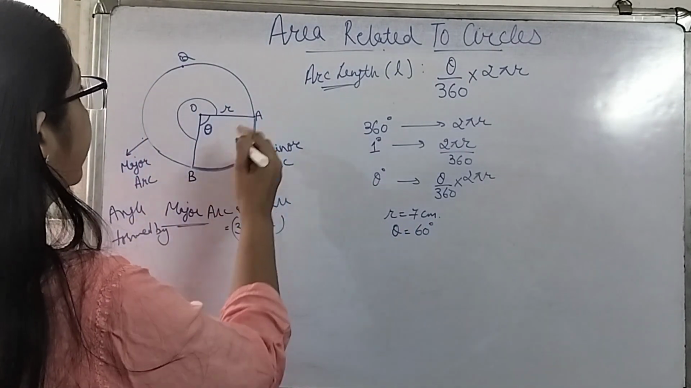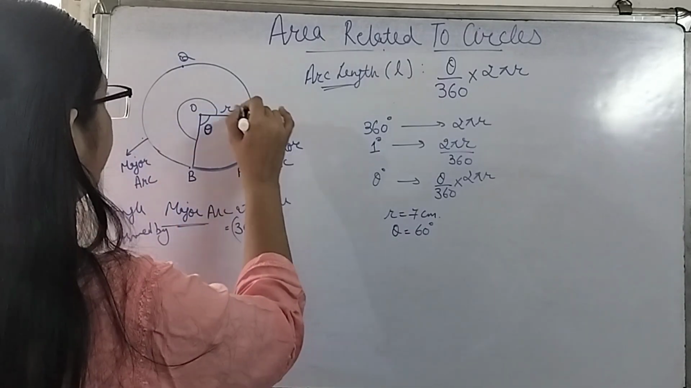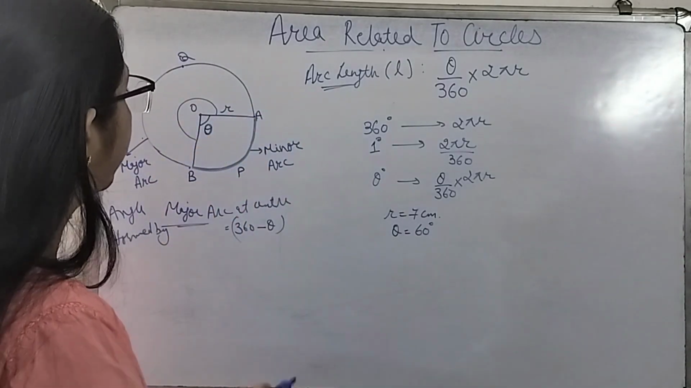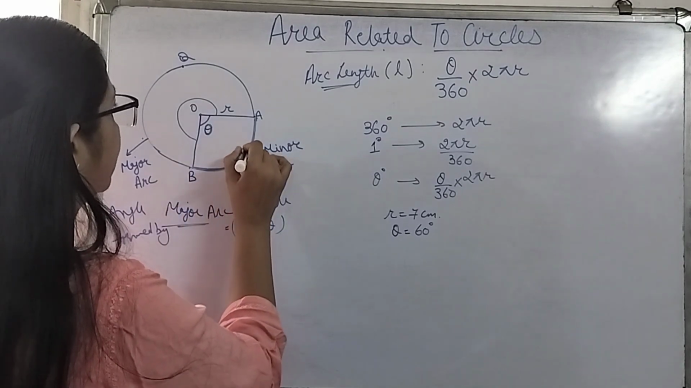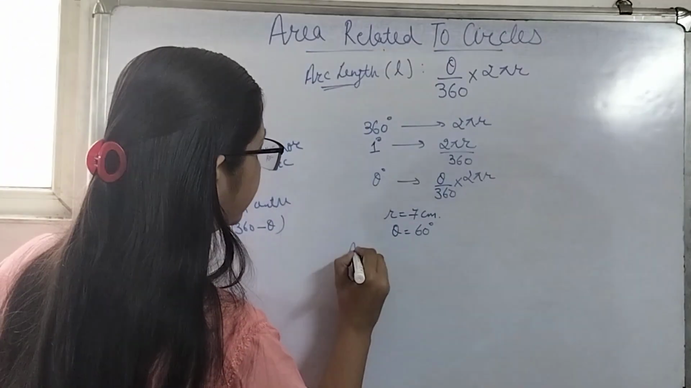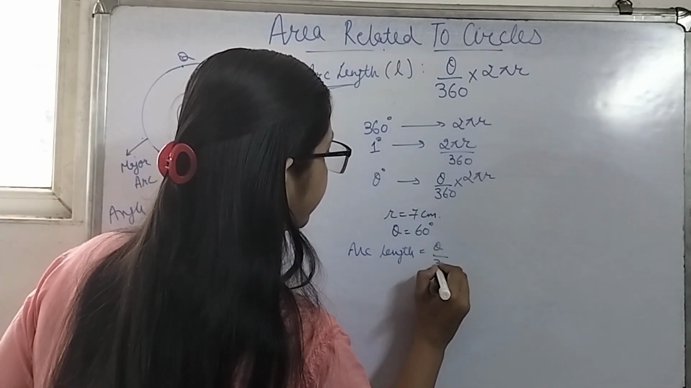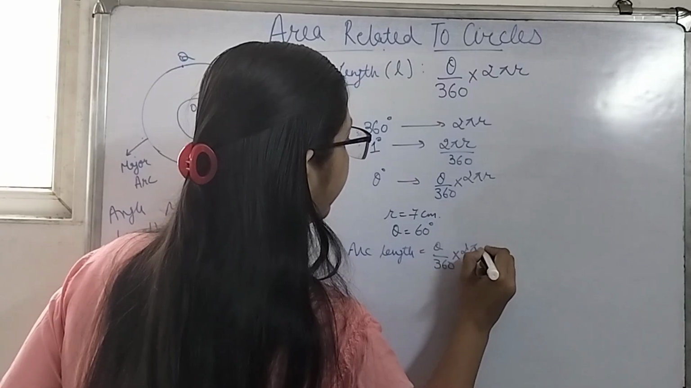Then what will be the length of AOBP? This whole length, we have to find it out. So we know that from here we can find the arc length. What will be the arc length? Arc length will be given by theta over 360 multiplied by 2 pi r.